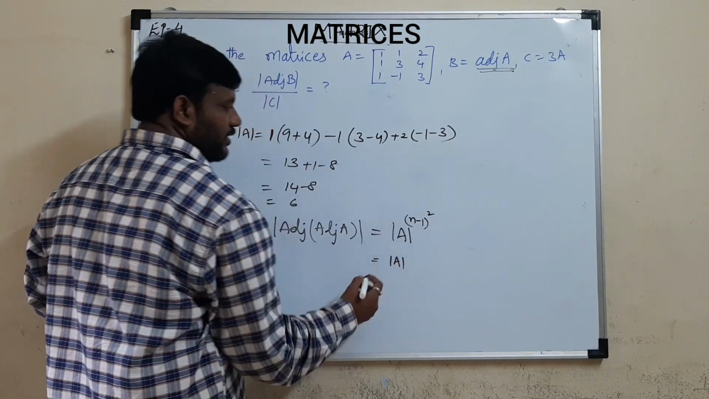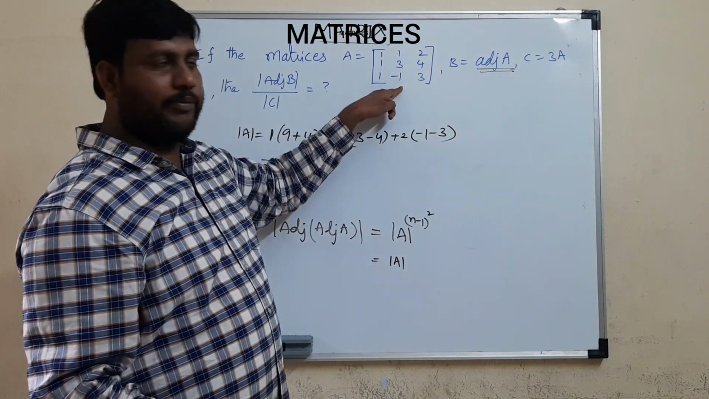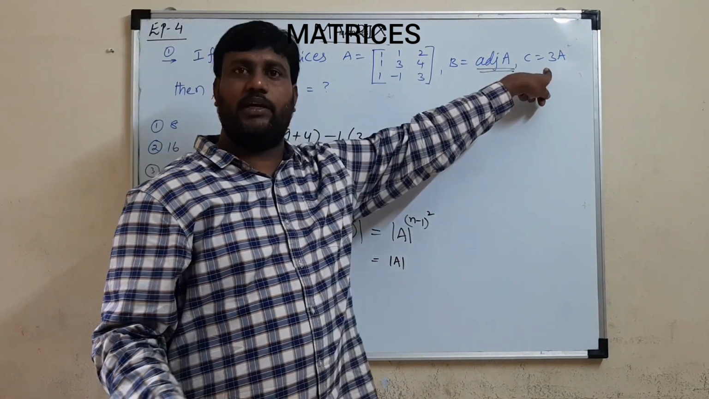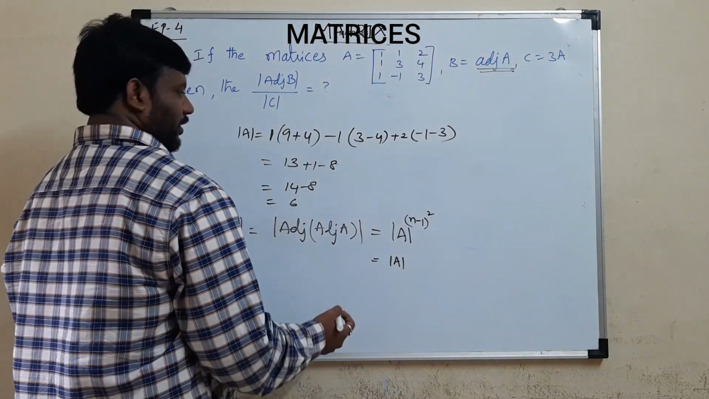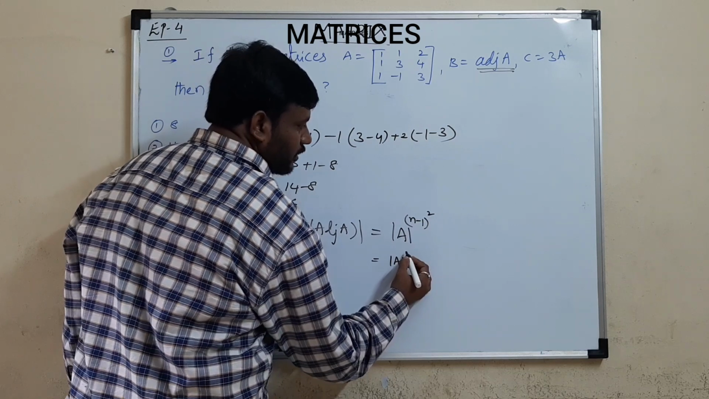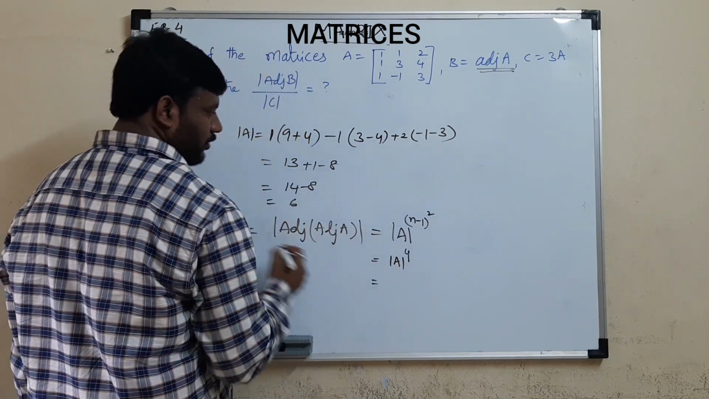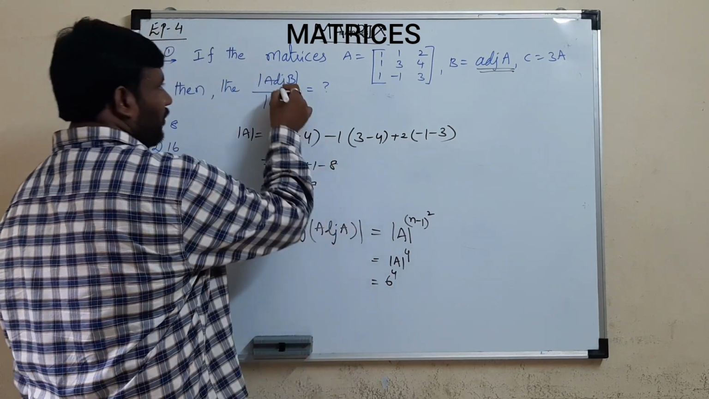Keep this det A as it is. Where n is nothing but the order of the matrix. What is the order of A here? It is a 3 by 3 matrix, so B is also 3 by 3 and C is also 3 by 3, because A is 3 by 3. So in the place of n, I substitute 3. 3 minus 1 is 2, 2 square means 4. Det A, you already got the value 6. So 6 power 4 is the numerator part.